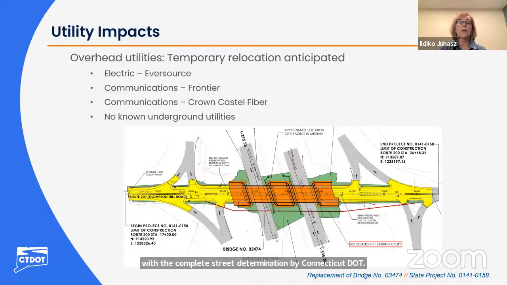Now, there are several overhead utilities that run along Route 200 on the southern side. There is an electric line owned by Eversource, communication lines by Frontier and Crowncastle Fiber, and there are no underground utilities at this site. During construction of the new bridge, these overhead utilities will have to be temporarily relocated off the bridge to the south side.